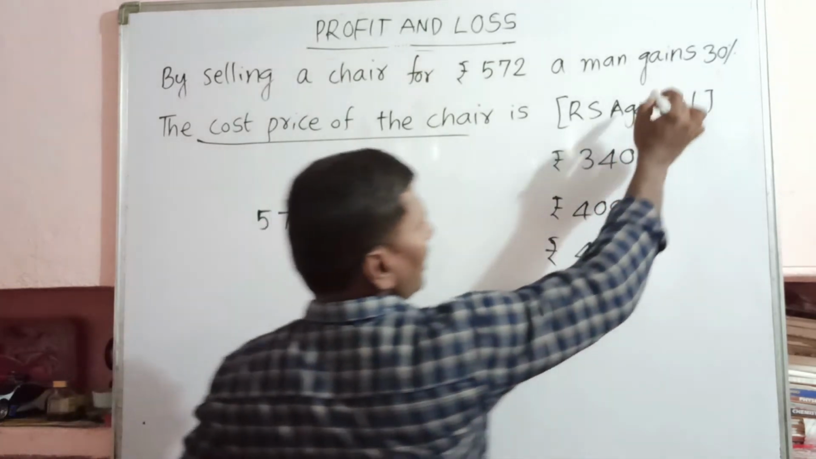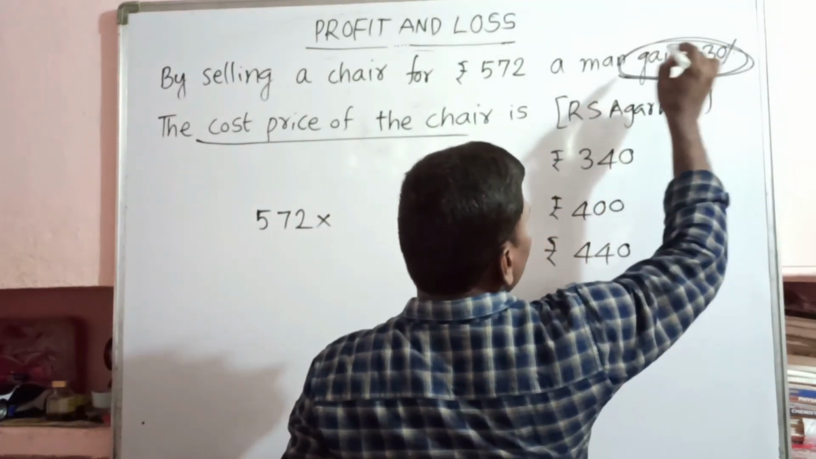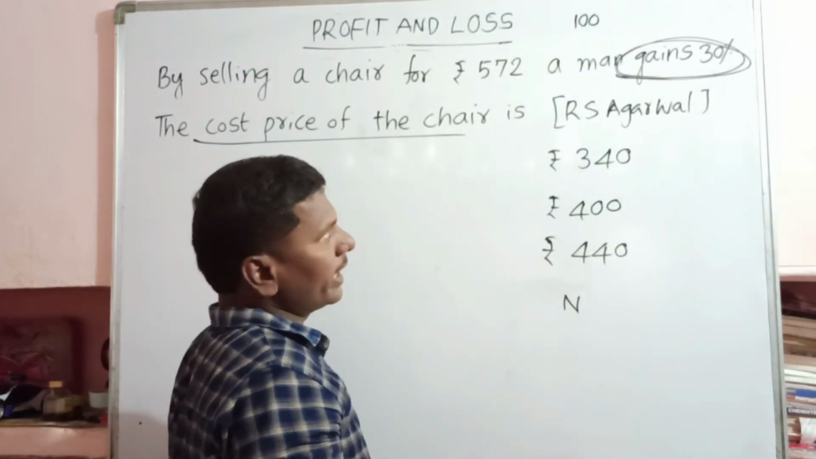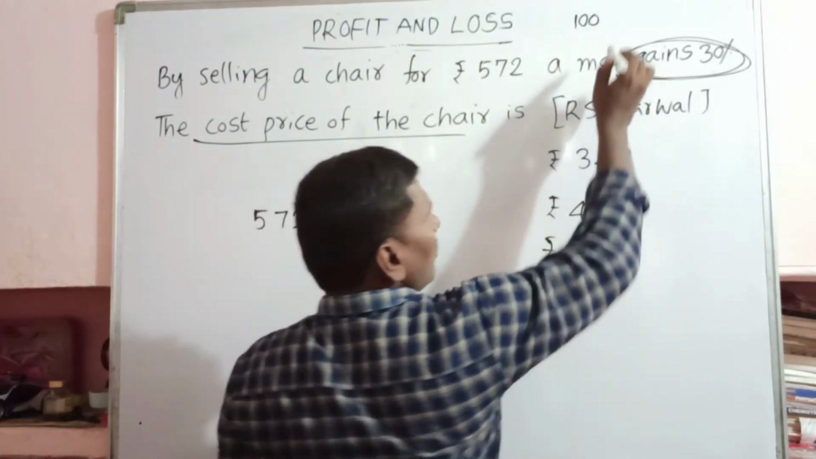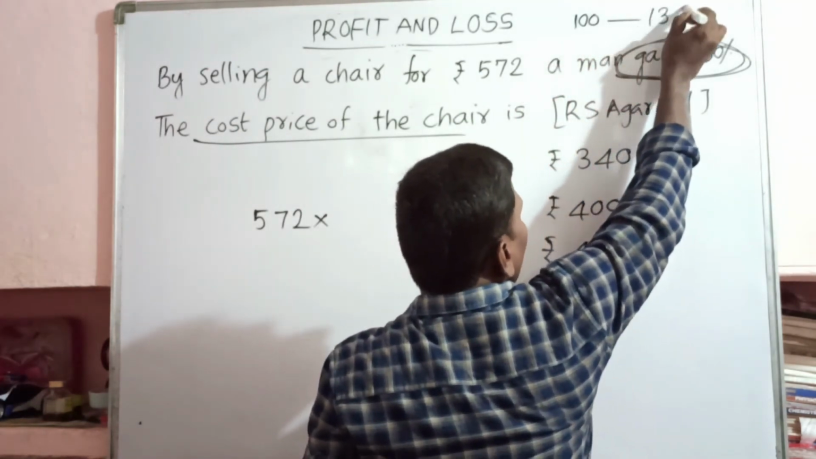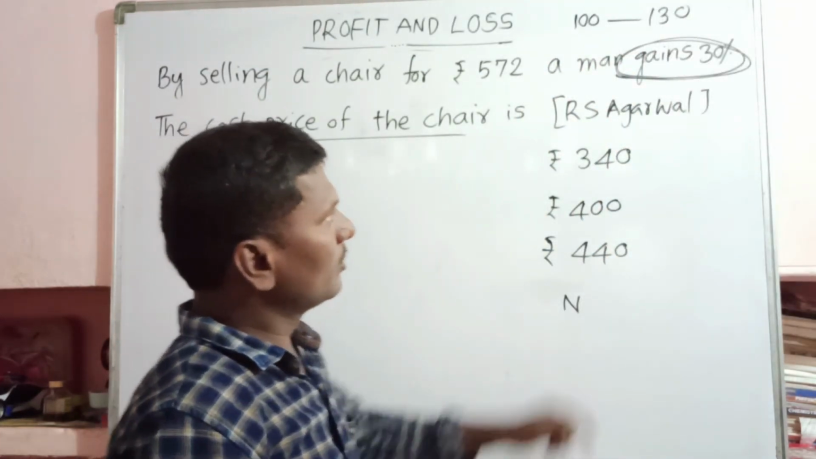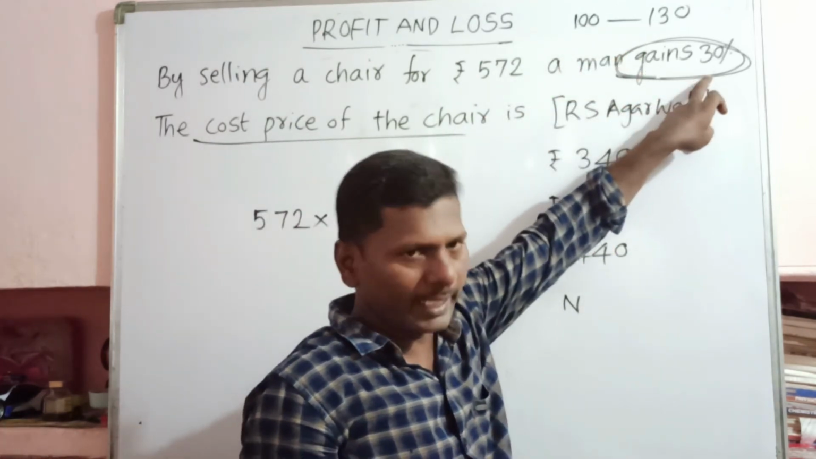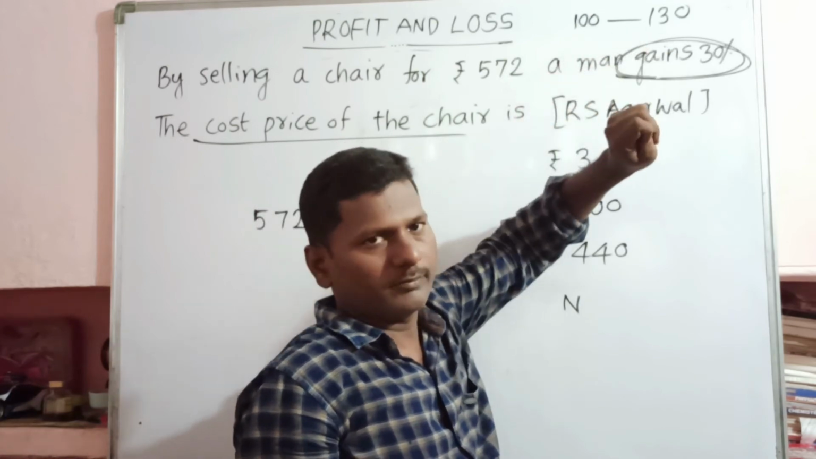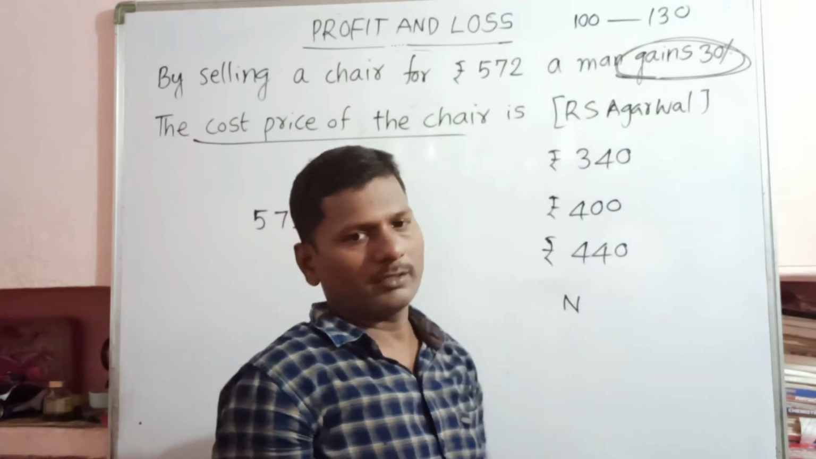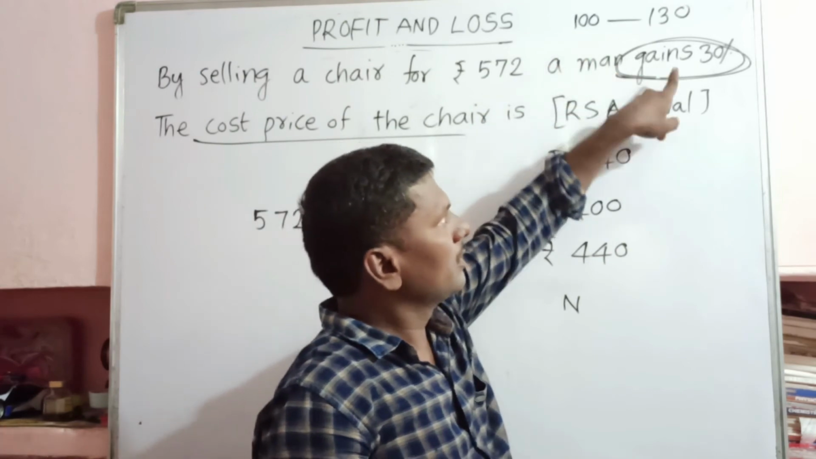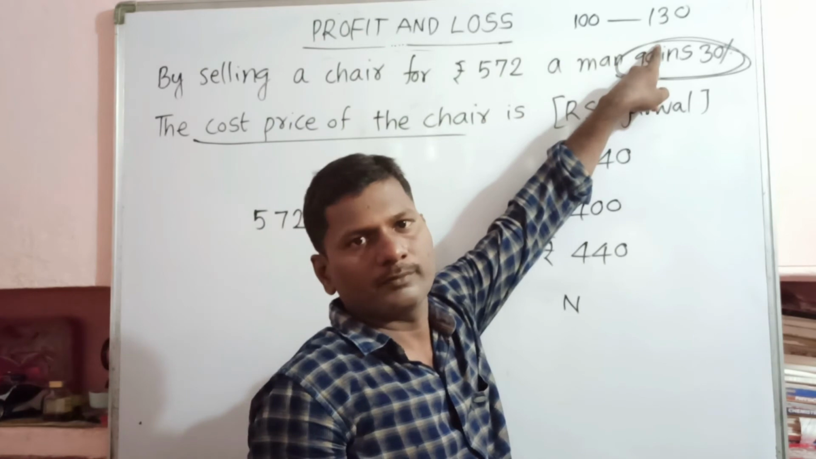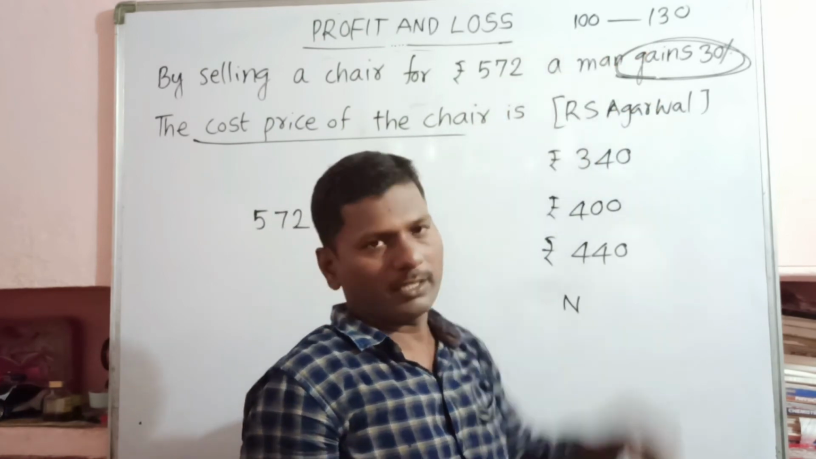So another clue is here, 30% gain is given. Suppose an article is bought for 100 rupees. To get a gain of 30%, we have to sell it for 130 rupees. So understand this simple concept. 30% gain means you have to take 130. 40% gain means 140. 100 is cost price. Gain 30% means that 100 rupees becomes 130. That means you have to sell for 130.